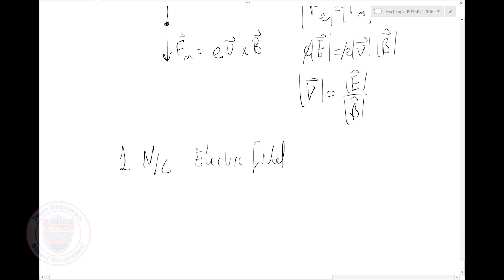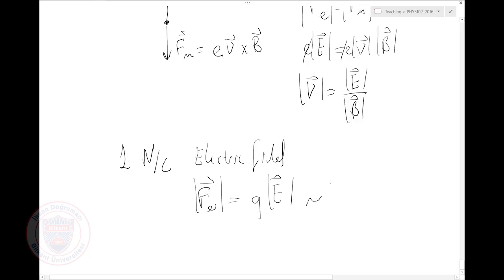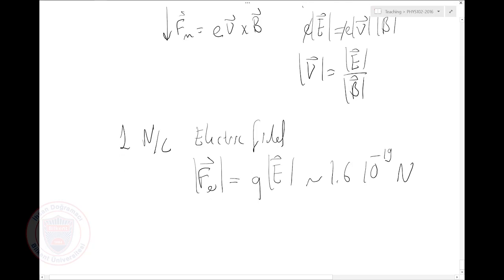Let's take a very modest electric field. Let's say 1 Newton per Coulomb electric field. It's not very hard to generate this. What's the electrical force on an electron in such a field? Q times E, right? So, do you remember the electron charge? What was the order of magnitude of the electron charge? 1.6 times 10 to the minus 19 newtons here, if E is 1 Newton per Coulomb electric field.